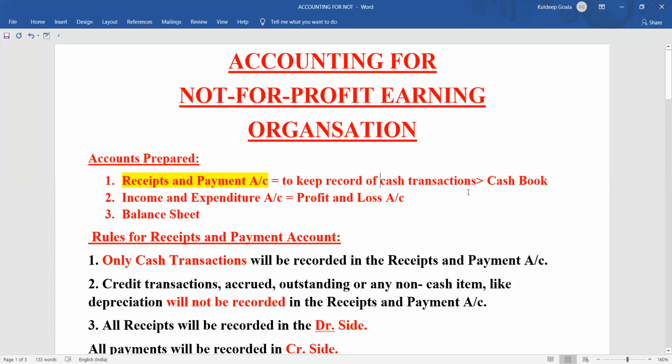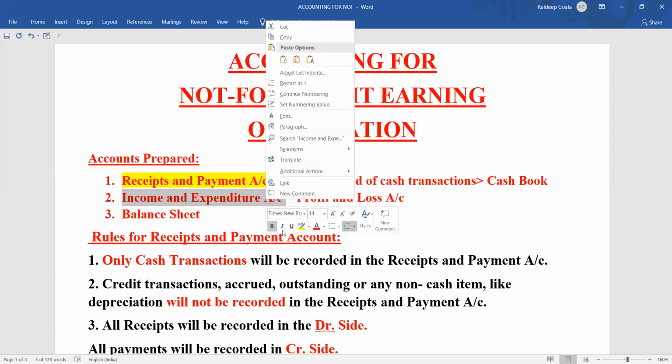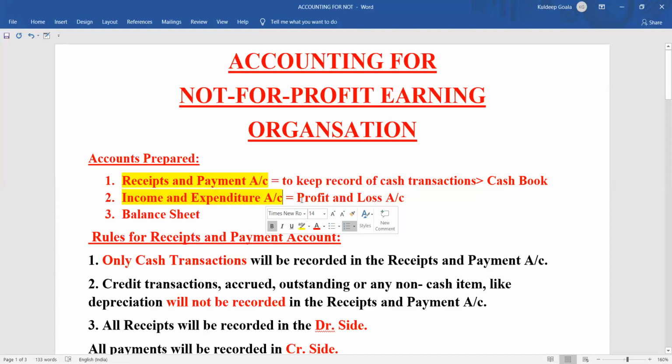Clear? It is nothing but the cash book that we have learned in the profit earning organization. It is like the cash book that we learned in class 11 regarding the profit earning organization. Here we prepare it in the name of receipts and payment account. Then coming to the next one, we prepare the income and expenditure account, which is nothing but the picture of the profit and loss account.